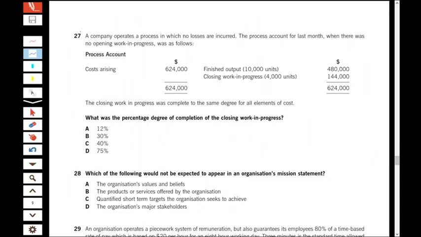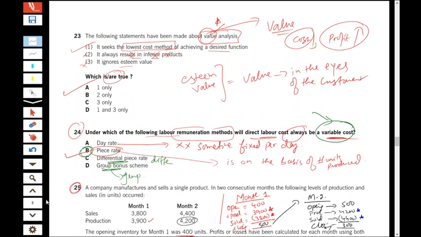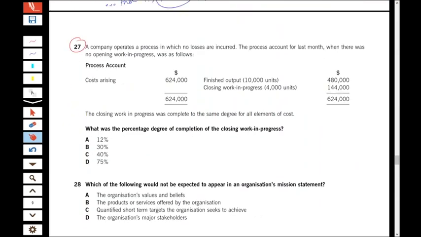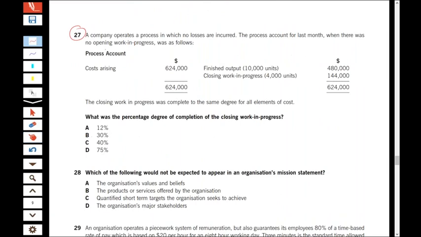Number 27. What's number 27 is that there is a work in progress. Opening work in progress, none. A company operates a process in which no losses occur. The process account for the last period: finished output 10,000, closing work in progress.